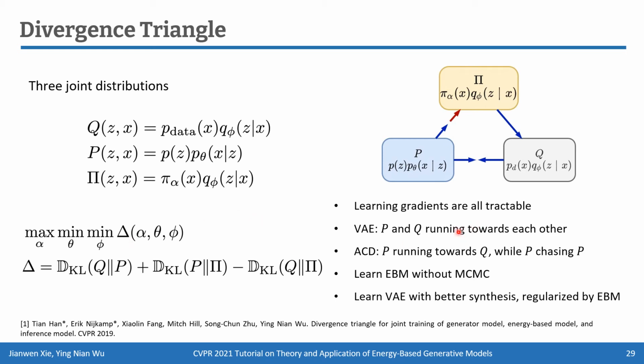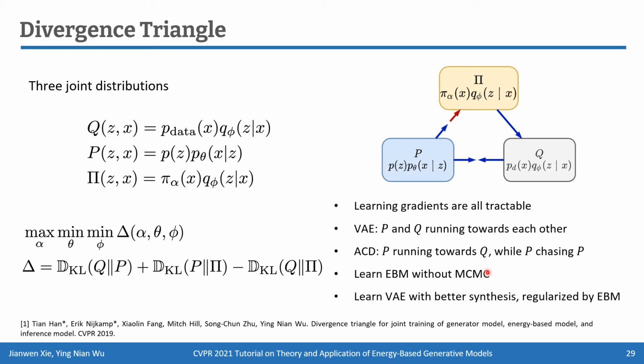In particular, there's a VAE element where this P and Q run towards each other. And then there's the adversarial contrastive divergence element where this P runs towards pi. You see, P chases pi, but the pi runs towards Q and runs away from this P. That's why we use this right arrow. So pi runs away from P, but the P chases pi towards this Q, the data distribution.